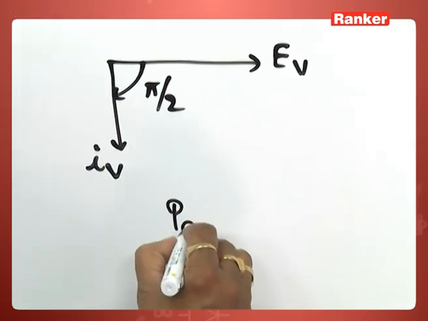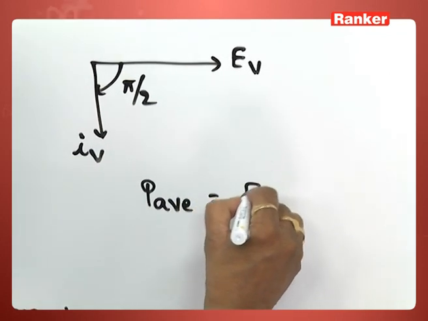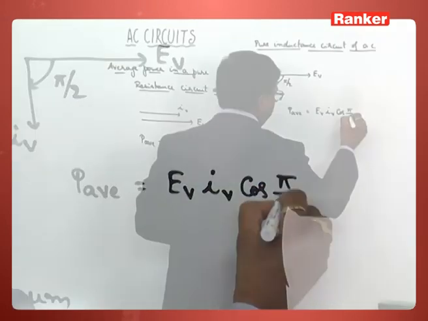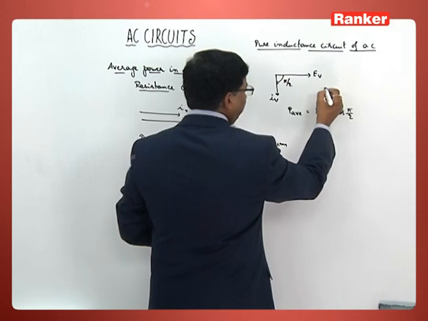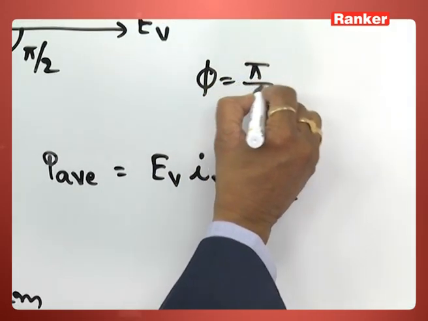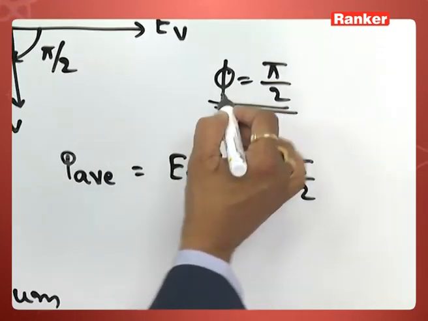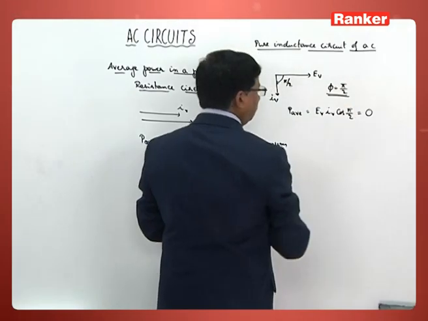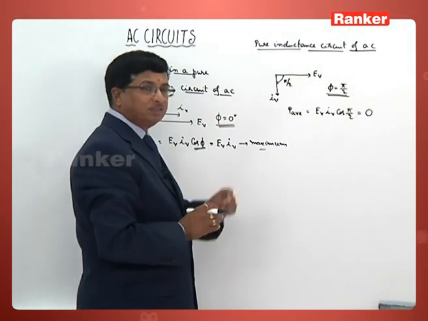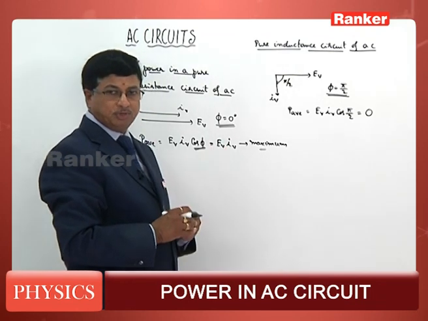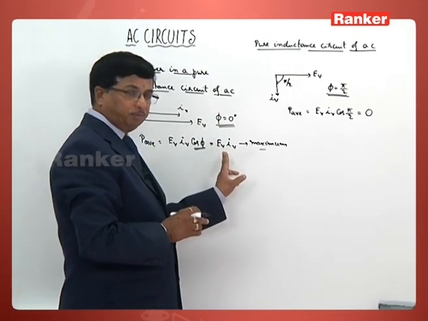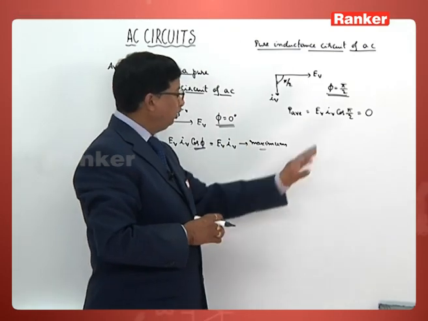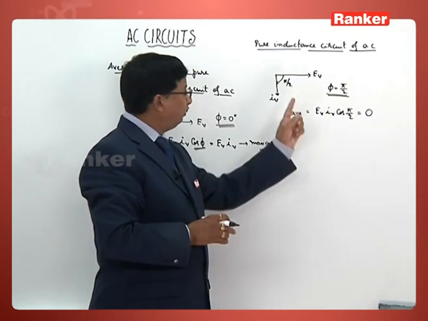Therefore, what would be the average power? It is again EV into IV into cos of pi by 2. The angle whatever we are getting here, that is to be called the phase. So phase is now going to be pi by 2. Since cos pi by 2 is 0, the corresponding power in a pure inductance circuit is going to be 0. So in the pure resistance circuit, it is maximum, it's EV into IV, whereas in the pure inductance circuit, its value is 0. So this is the second one.